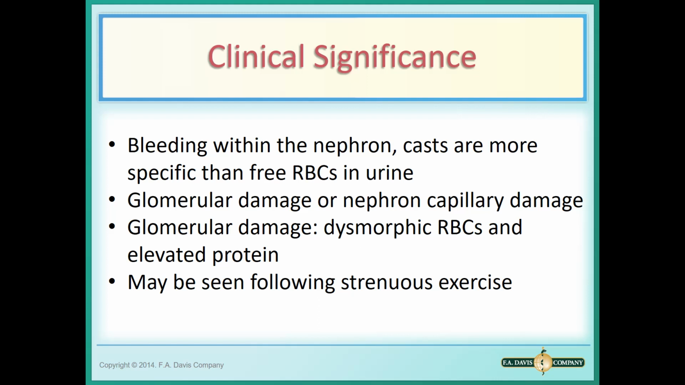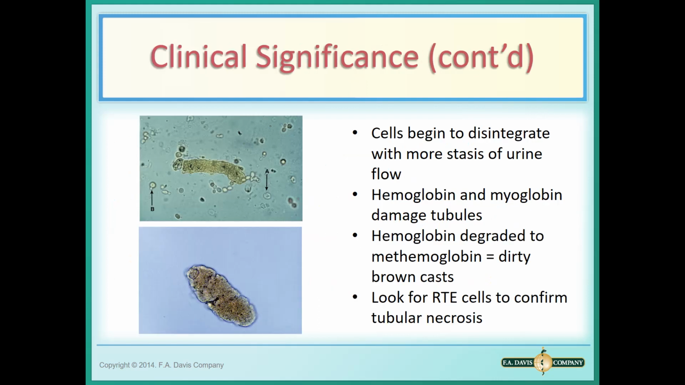They tend to have more clear significance than just plain red cells. Red cells can be caused by a number of things. Red cell casts are typically seen with bleeding within the nephron, glomerular damage, things like that. And again, you can see them after strenuous exercise, where you maybe are releasing some red blood cells into the urine. But we would again look at that within the context of what's going on with the patient.